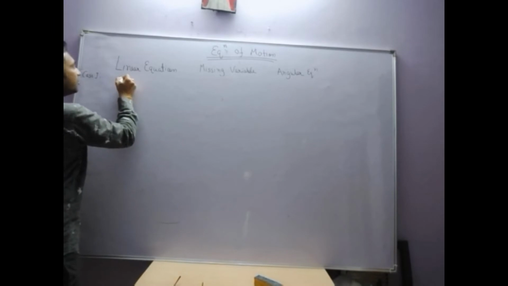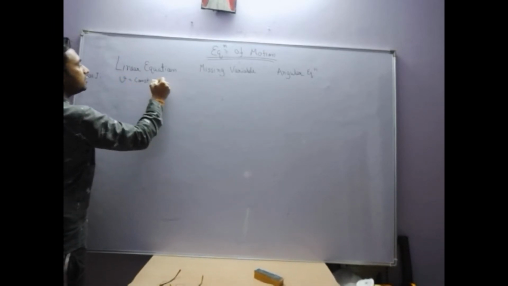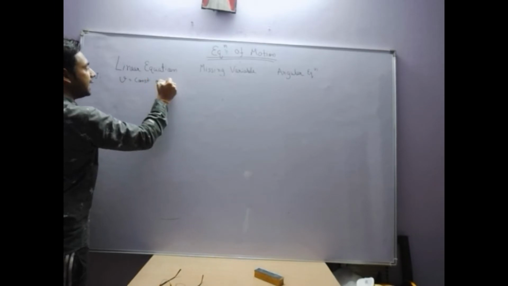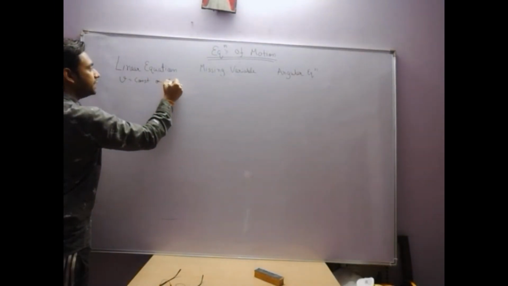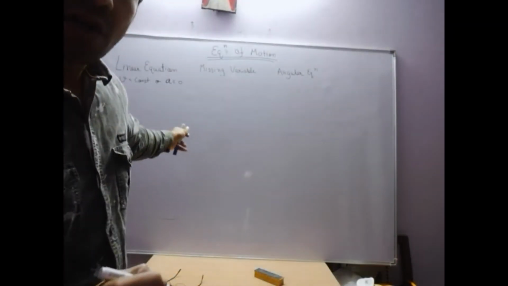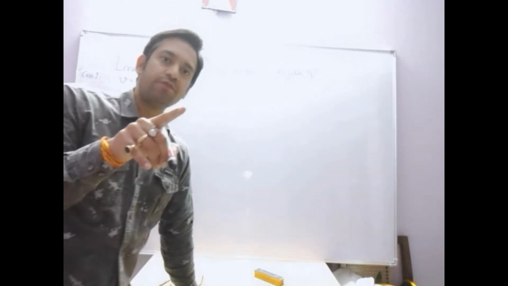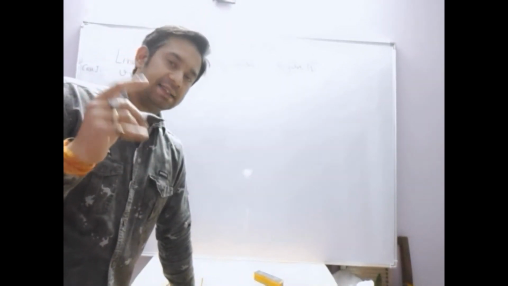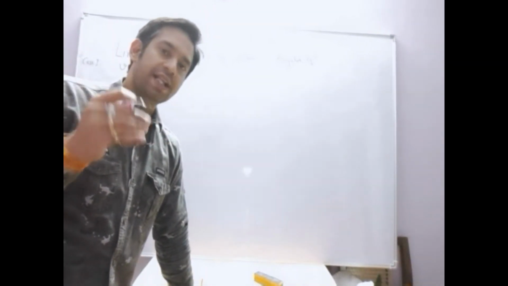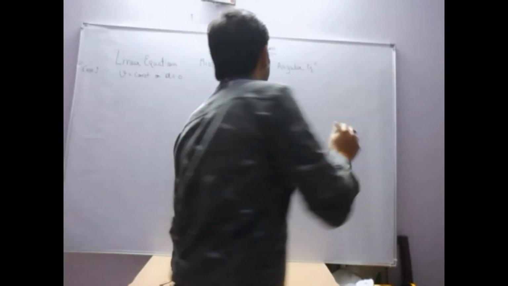when velocity is constant, or acceleration is equal to 0. Similarly, for the equation of motion for rotational motion, just like the translational equation, angular velocity is constant and angular acceleration is 0.